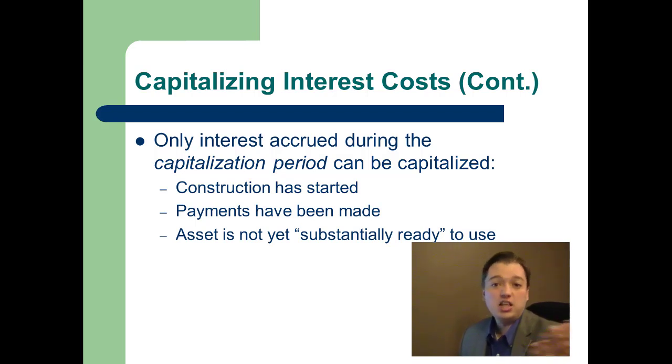So if I hire, let's say, your company to come build this special office building for me, and I pay you a check up front, $100,000, and you start construction a month later, and 2 months later you've got the job done for me, then my capitalization period is 2 months. 3 months total of our contract time, but because you waited a month to start building that asset, that only leaves me 2 months that I can capitalize.